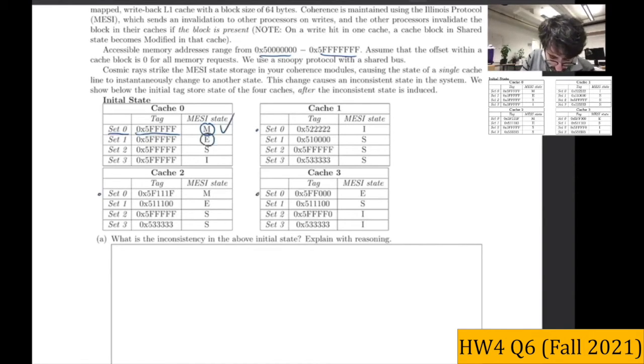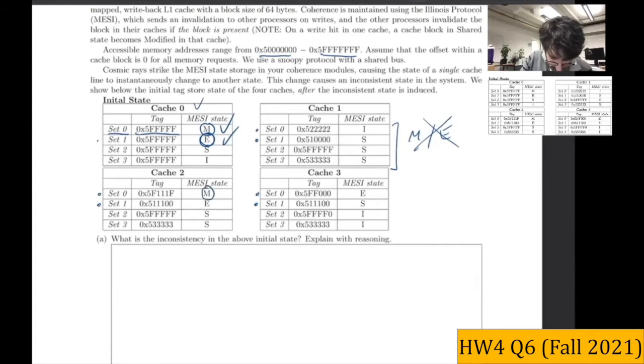So let's check the next cache line that is in exclusive state. This is in cache 0. We can see that it's not in cache 1, we can see that it's not in cache 2, and we can see that it's not in cache 3. So this is okay as well. So no more modified or exclusive states in cache 0. Let's move to cache 1. Here there is no modified or exclusive state. Let's move to cache 2.